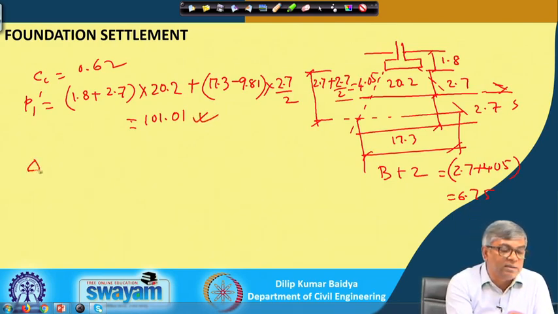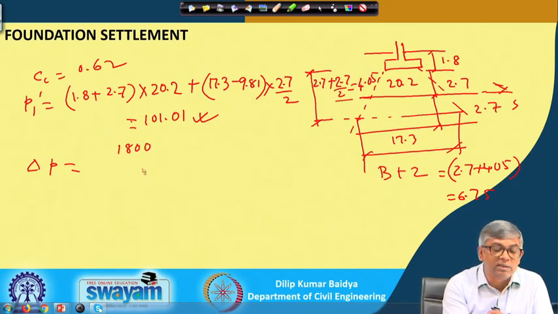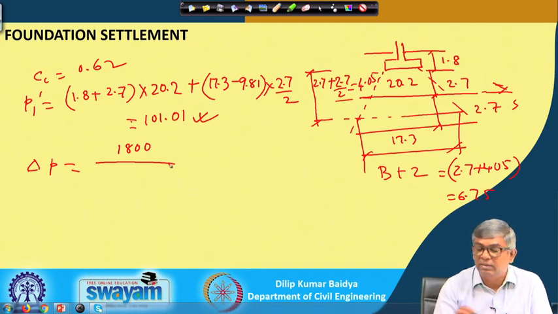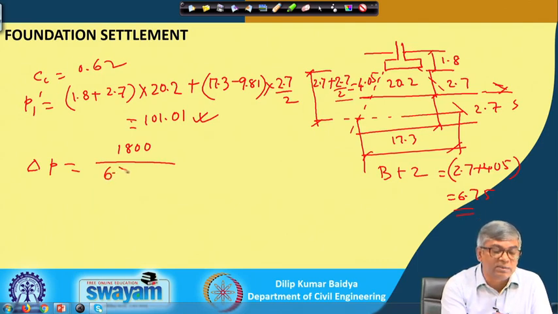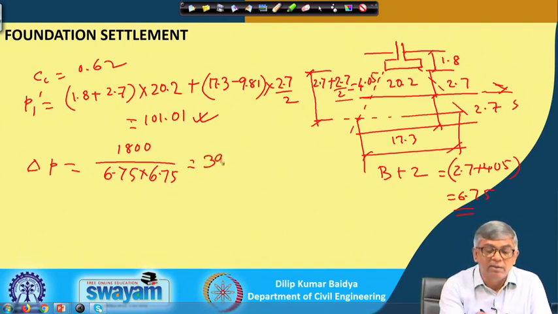Now, I have to find out delta P. Delta P will be equal to how much? I know the load applied was 1800 kilonewton per meter square, 1800 kilonewton divided by footing size at the level of the middle of the clay layer, which now, based on calculation B plus Z, becomes 6.75 square footing. So, 6.75. So, this gives you a value equal to 39.05 kilonewton per meter square. This is also kilonewton per meter square.